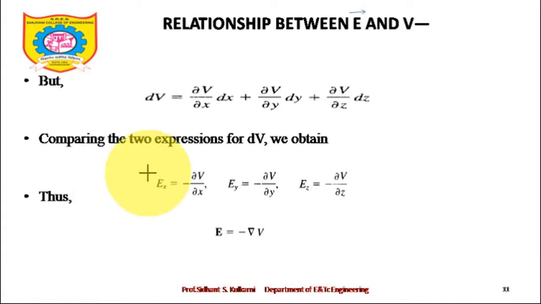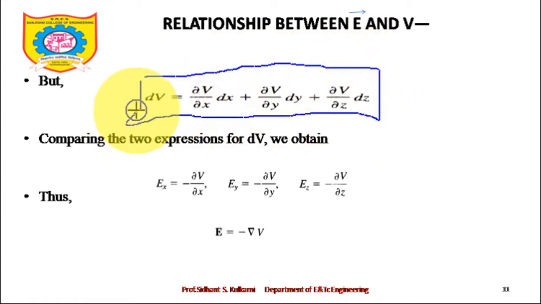Now, we already know that if I am talking about a voltage, dV is given by partial differentiation of V with respect to x. This is the formula for dV, which you might have gone through in mathematics, and we also talked about it in the previous lecture on vector calculus. So dV is equal to dou V by dou x dx plus dou V by dou y dy plus dou V by dou z dz.